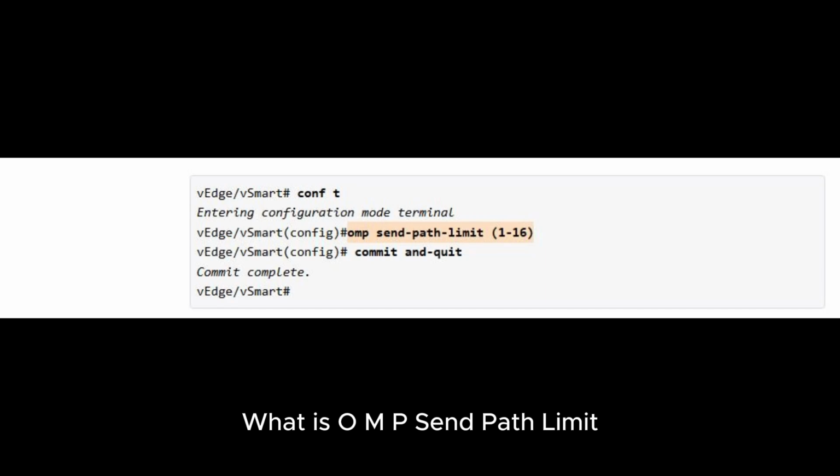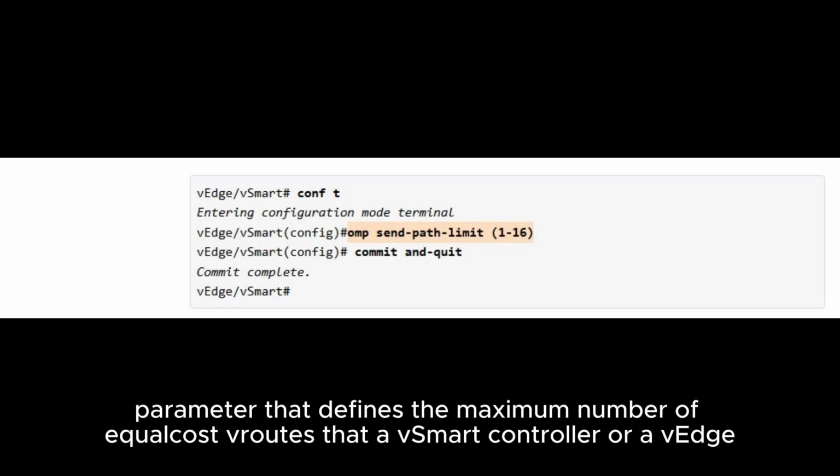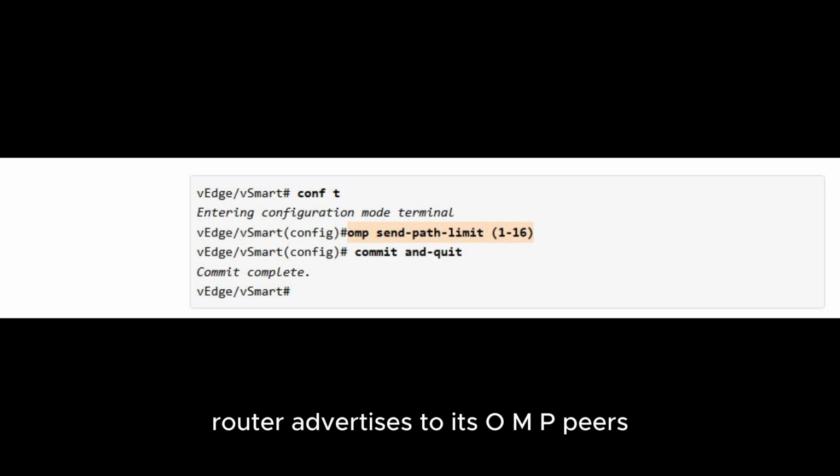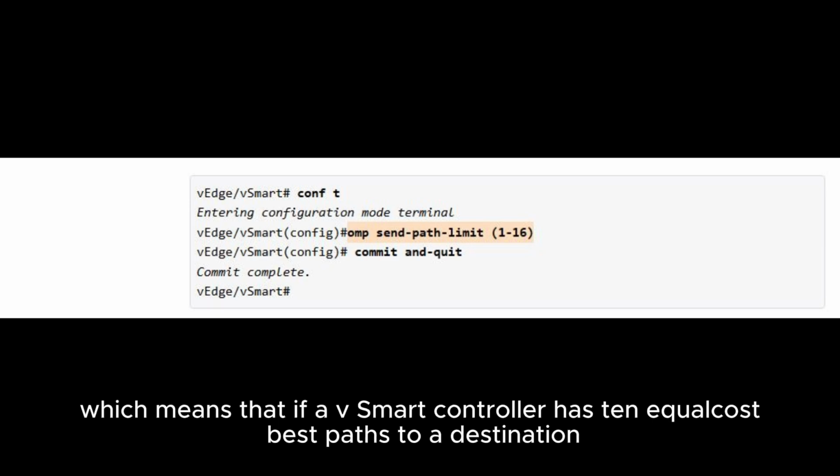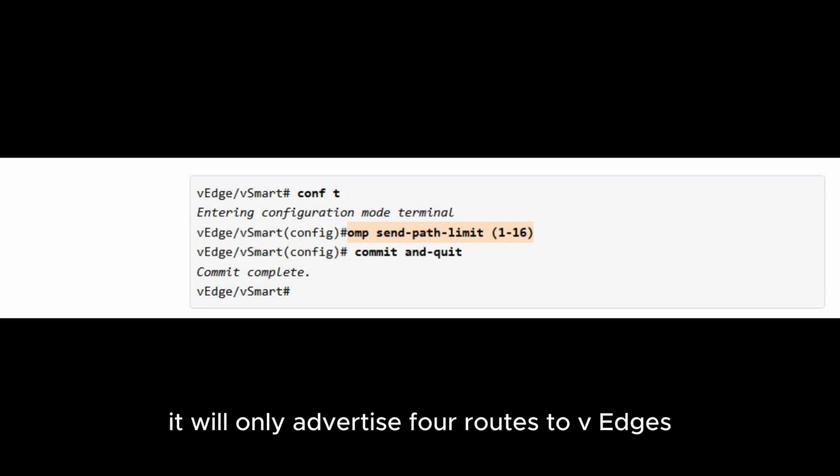What is OMP Send-Path-Limit? OMP Send-Path-Limit is a configuration parameter that defines the maximum number of equal cost routes that a vSmart controller or a vEdge router advertises to its OMP peers. By default, the OMP Send-Path-Limit is set to 4, which means that if a vSmart controller has 10 equal cost best paths to a destination, it will only advertise 4 routes to vEdges.